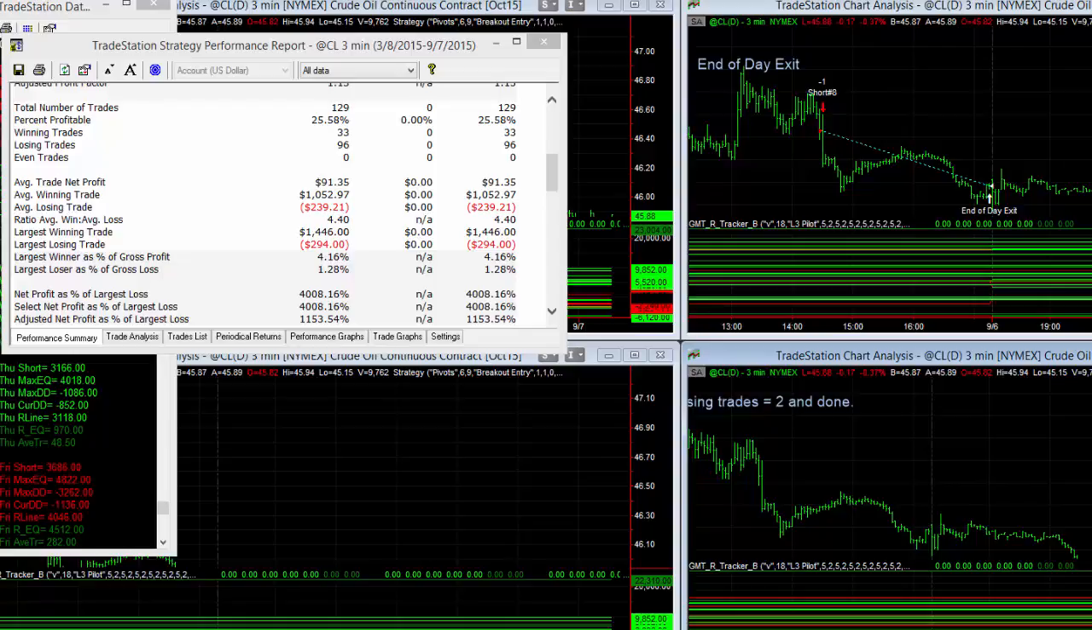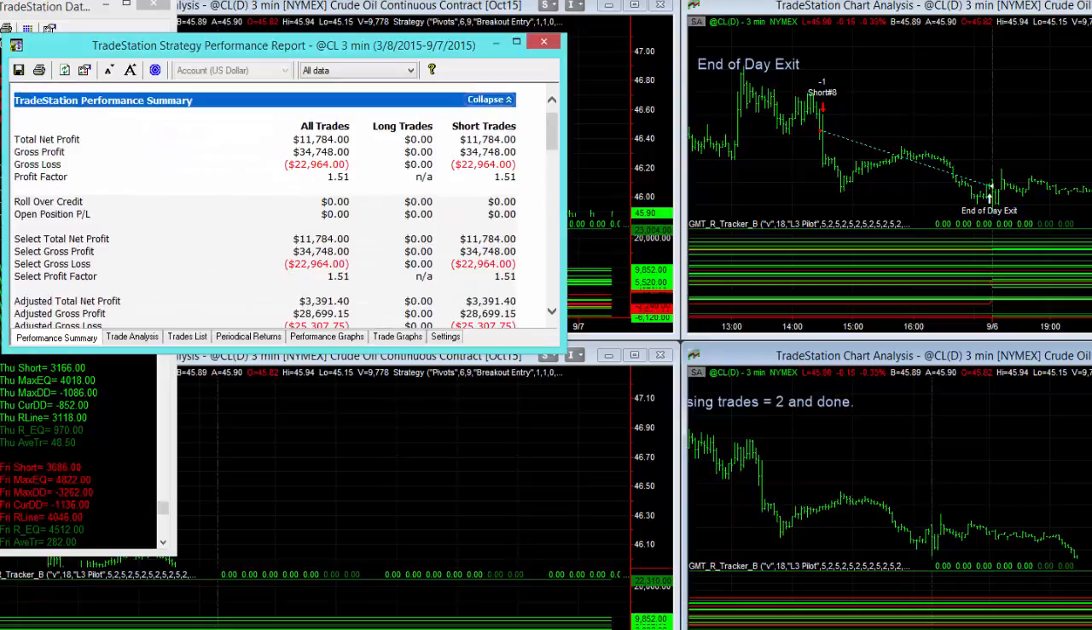So you would expect that our average trade net profit is going to jump up, which it has, to 91.34, which is great. That's sitting at around the level that we want it to be. $100 would be fantastic, but 91 is getting close to what we want. And our profit factor is 1.51, which is better as well. And our overall profit is 11,784, which is good again.